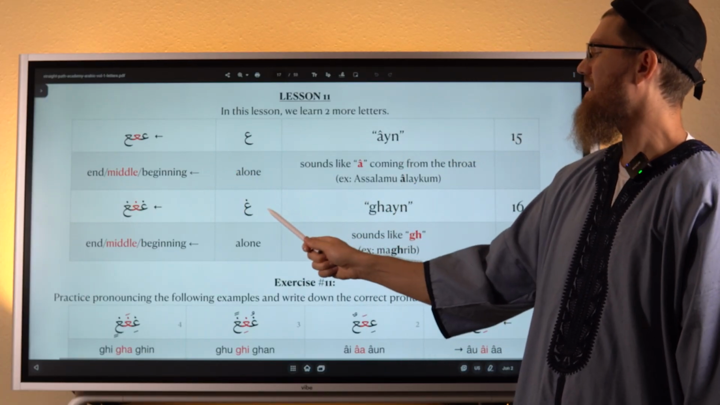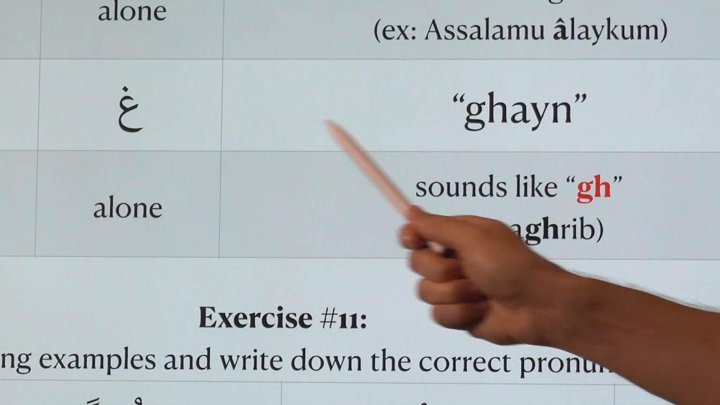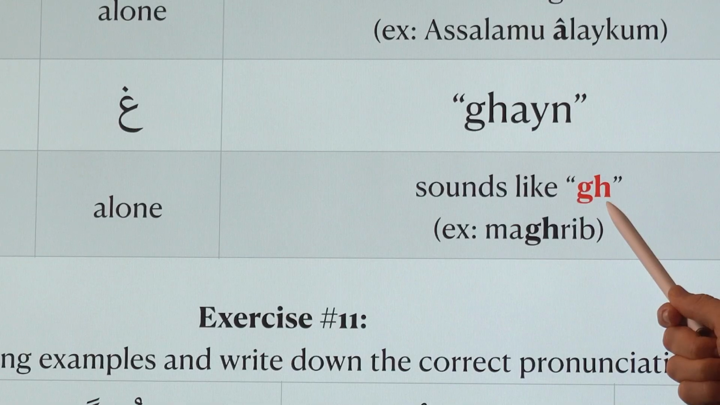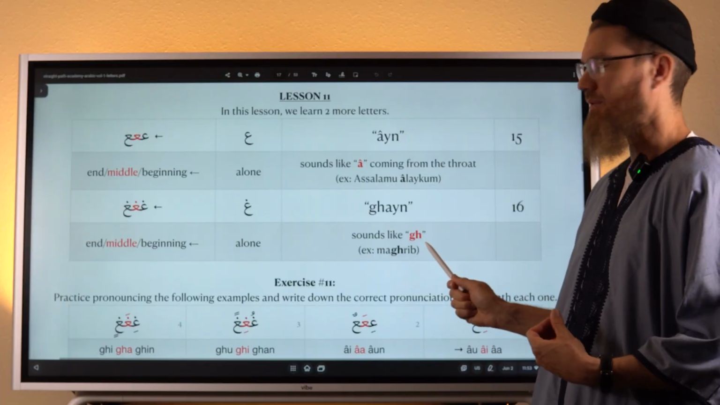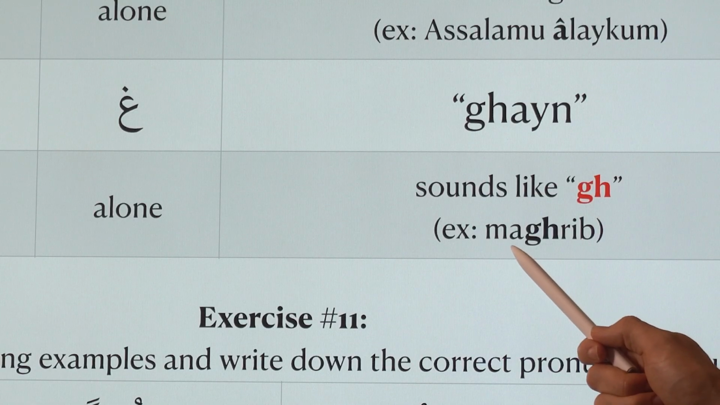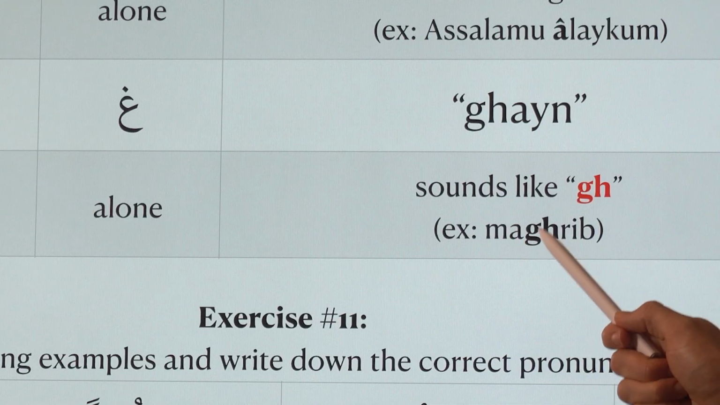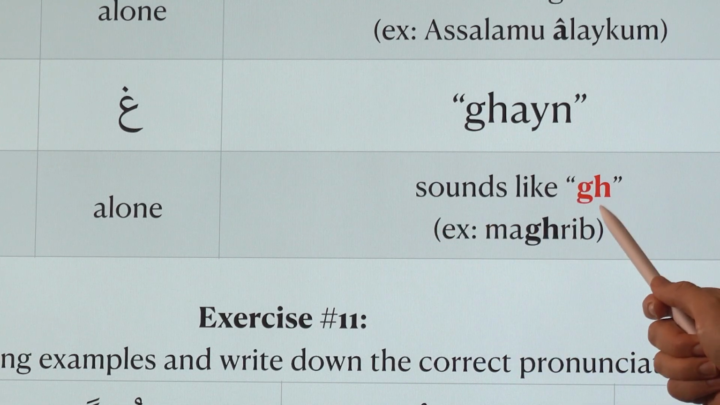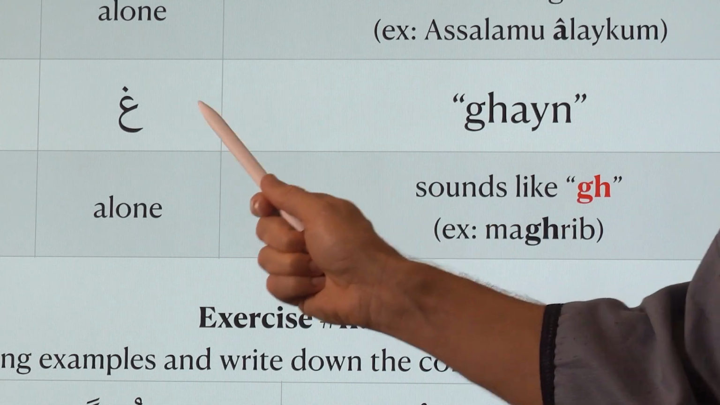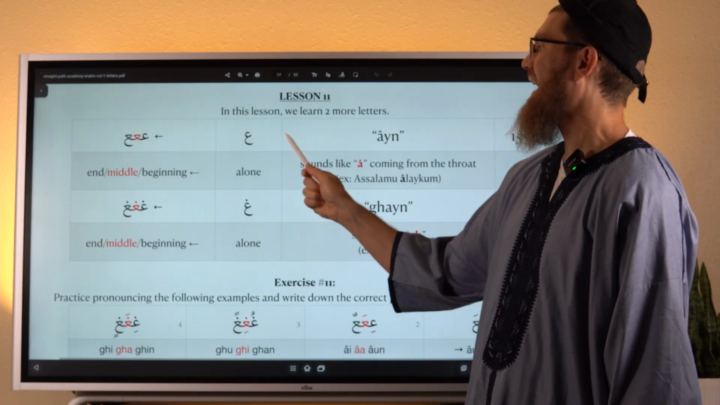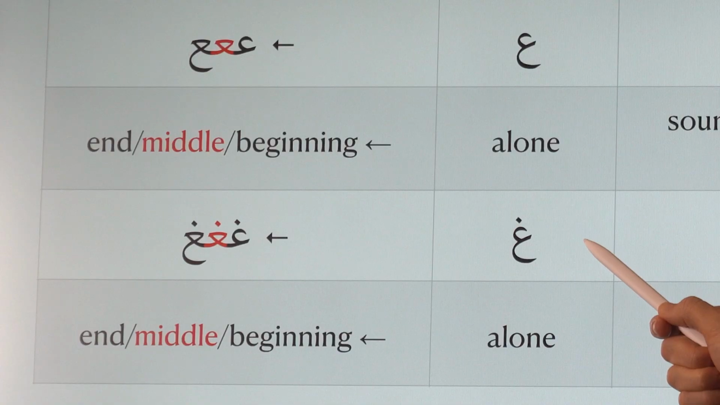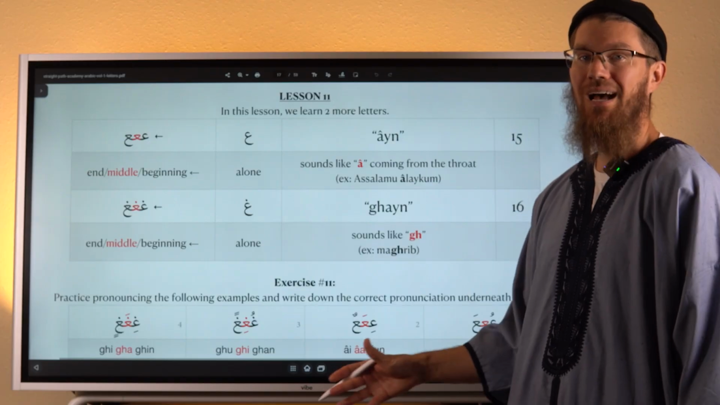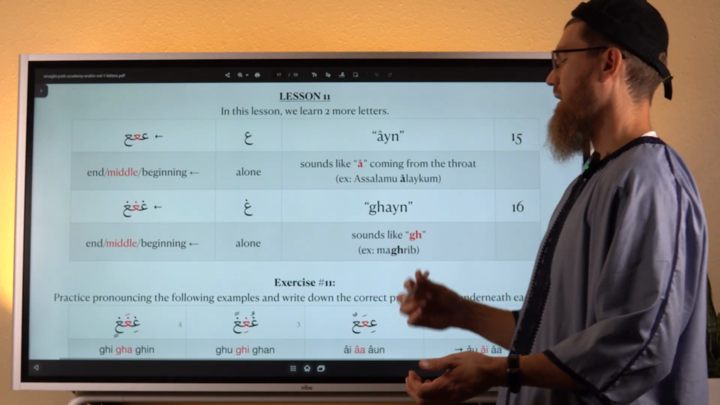And next we have the letter Ghain. The letter Ghain sounds kind of like the combination of G and H in English. It has an R sound. For example, the prayer at sunset is called Maghrib. That R sound in Maghrib is the letter Ghain. So we're going to use a G and H for the transliteration. And the letter Ghain looks exactly like the letter Ain, except there's a dot above. So this is how it looks alone, and this is how it looks in the beginning, middle, and end of a connection. And now it's time to practice by completing the exercise.